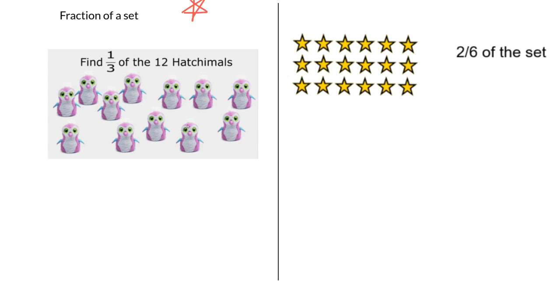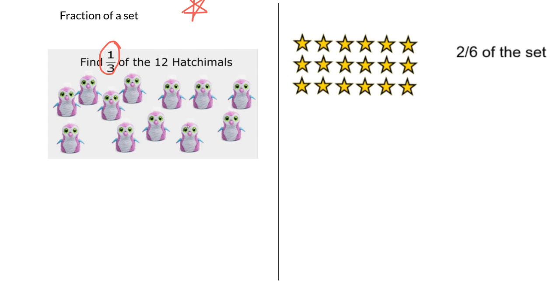And what we're going to do is find a fraction of the set of objects. So here we have 12 Hatchimals. I hope that you don't make fun of me for saying that weird. And we're going to find 1/3 of them. The easiest way to do this is to break your set into that denominator, because with the fraction 1/3, 3 tells us how many equal pieces we have in our whole. So if we have the denominator of 3, that means we're going to break our whole, or 12, into 3 equal groups.